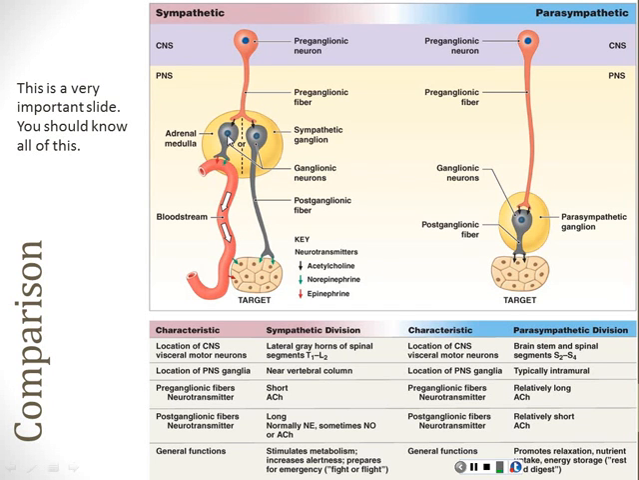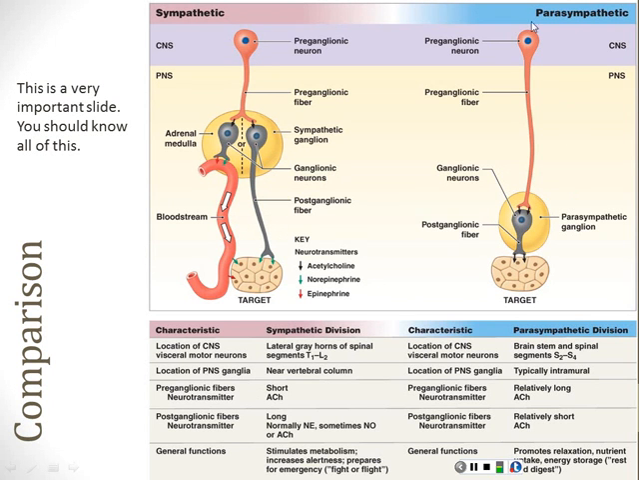So the adrenal gland is like a modified sympathetic ganglion. All right. Some other differences. Origination. The sympathetic system comes from the thorax and the lumbar regions of the spinal cord, so we call it the thoracolumbar system. The parasympathetic comes from the cranial nerves and the sacral nerves, so we call it the craniosacral system.